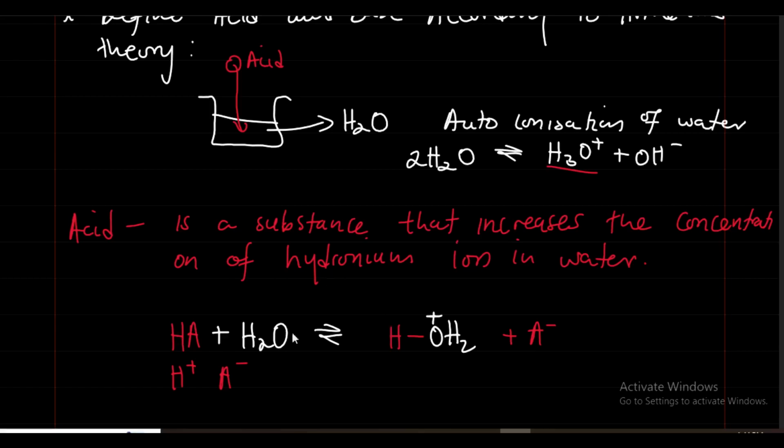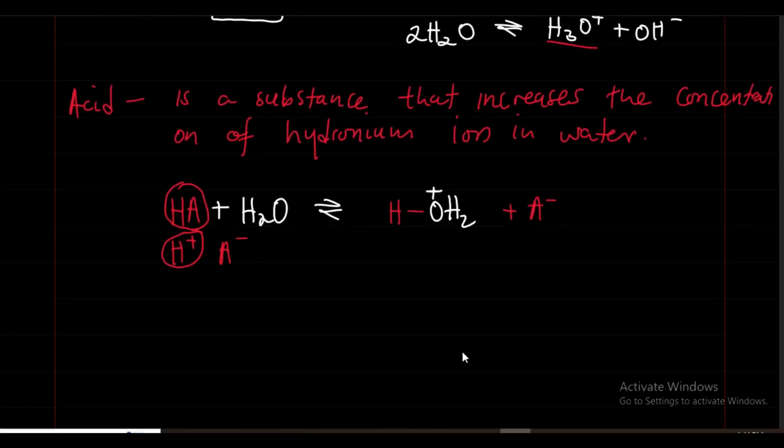Okay, so we can see from this example that this acid produces what? It produces this hydrogen ion. After producing this hydrogen ion, it is going to form what? It's going to form the hydronium ion, which will increase the already existing hydronium ion in water.